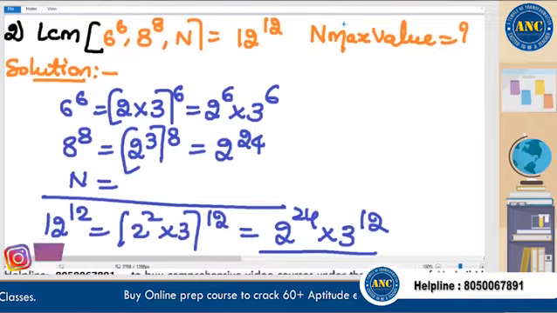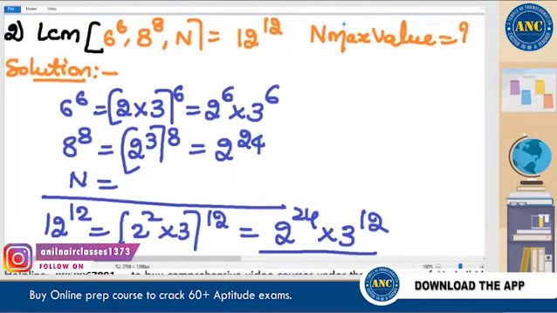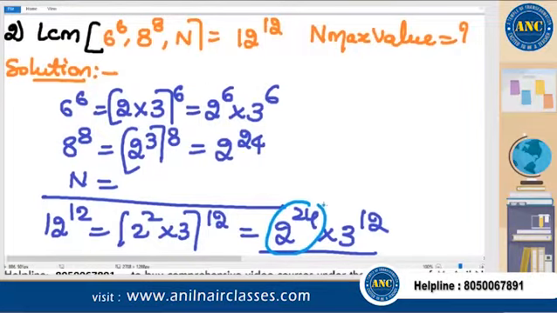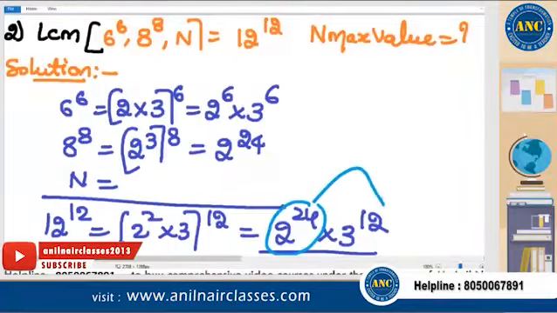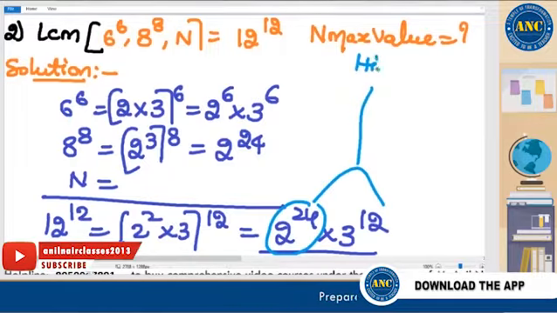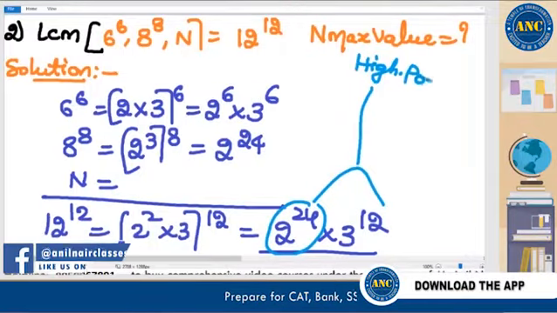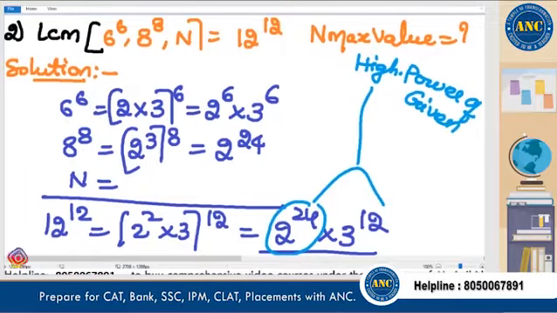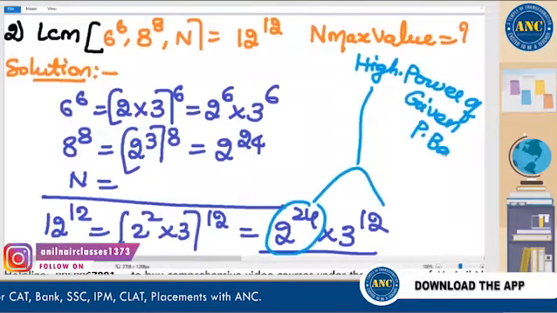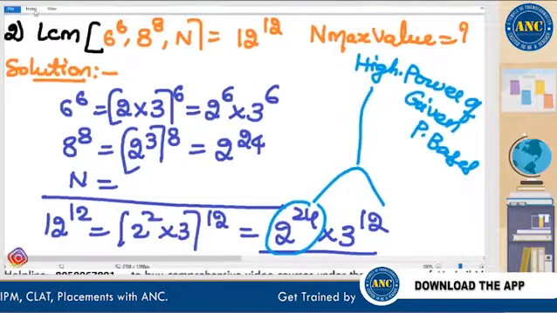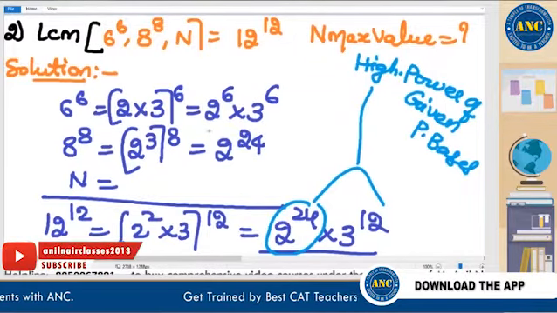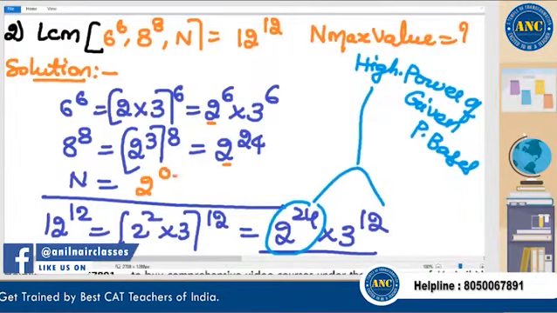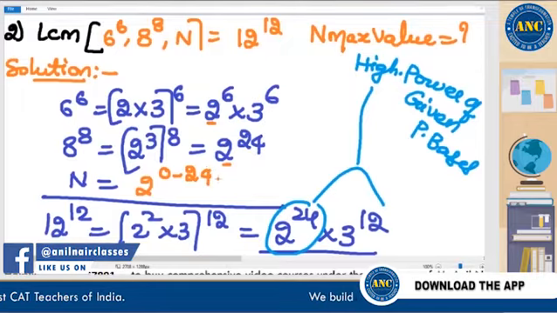LCM always takes the highest power of the given prime basis. In the answer, 2 power 24 is present, which is the highest power. These both are the highest powers of the given prime basis. If these both are highest powers, each should be present in one among the three numbers. Not present here, it is present here. So n can take any value from 0 to 24.